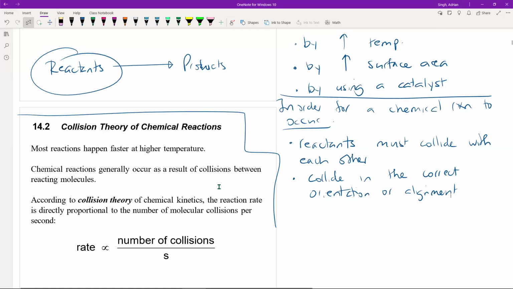And then finally, when those collisions happen in the right orientation, the energy of the collisions must be enough, or must be sufficient, to actually get the reaction going.